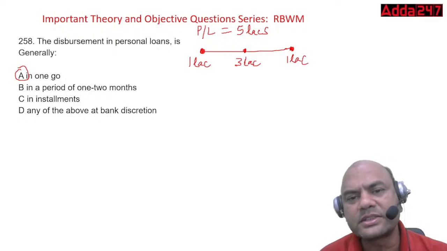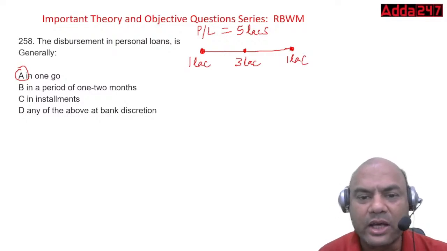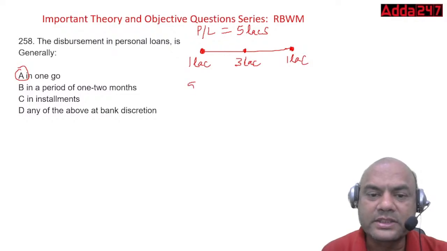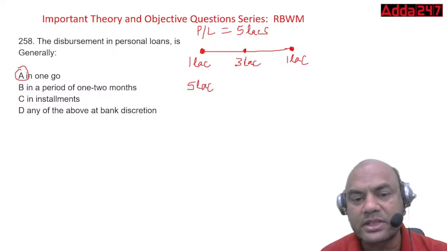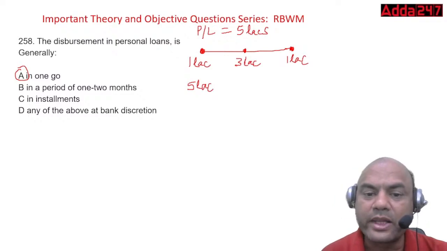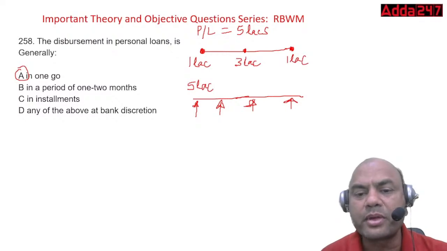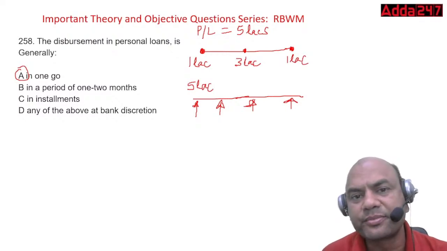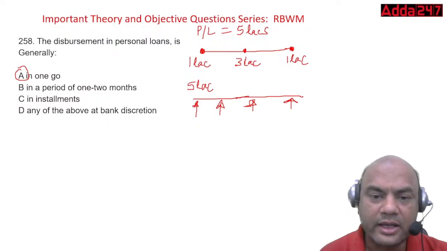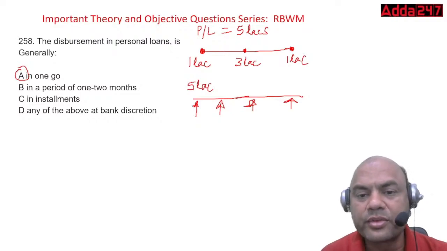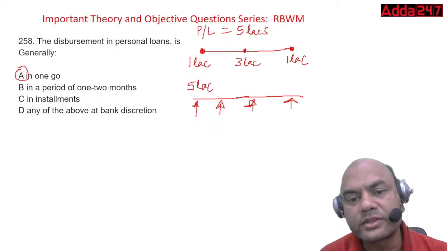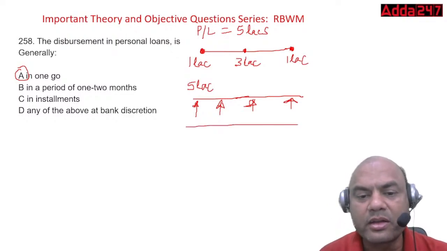So if this is the case, and if you disburse me the complete 5 lakhs now only, the EMI will start on what amount? This complete 5 lakhs, right? I'll have to pay the EMI on the complete 5 lakhs, so the interest will be charged on the complete 5 lakhs. But I don't need it right now. So why should I pay for your extra 3 lakhs and 1 lakh? So I'll ask the bank to disburse 1 lakh now, 3 lakh later, 1 lakh later. So what happens? My EMI will be on 1 lakh only up to this part.